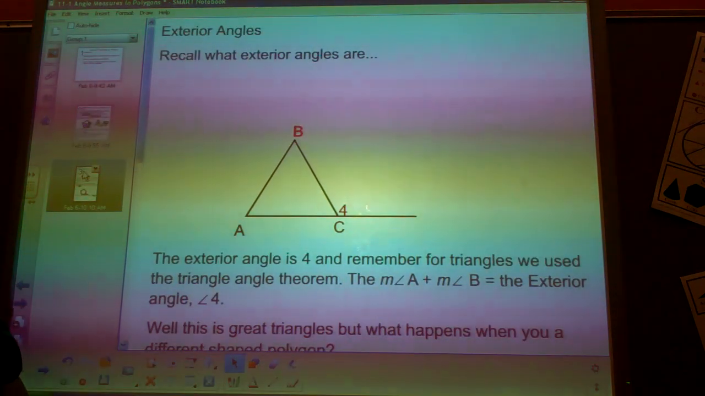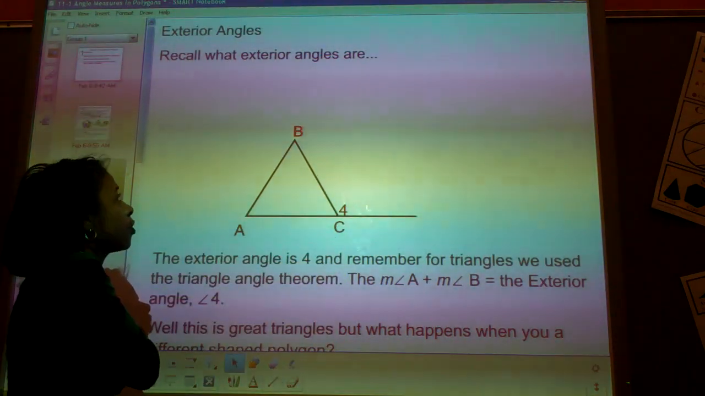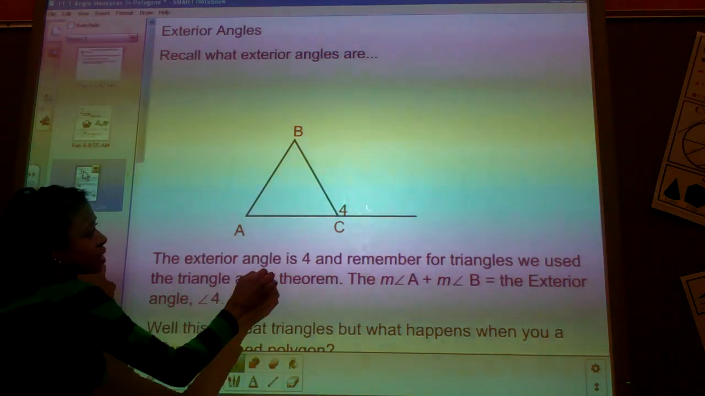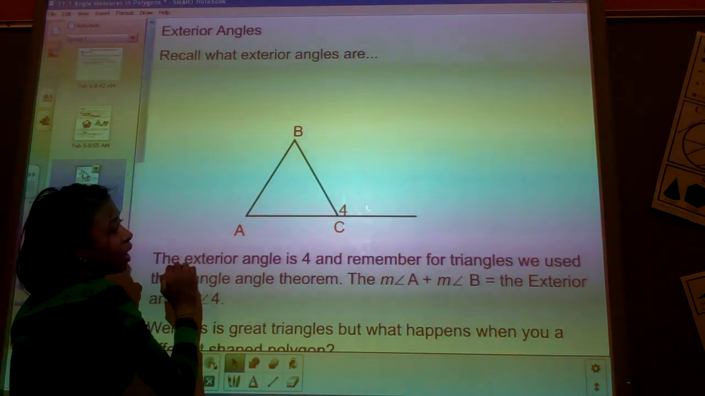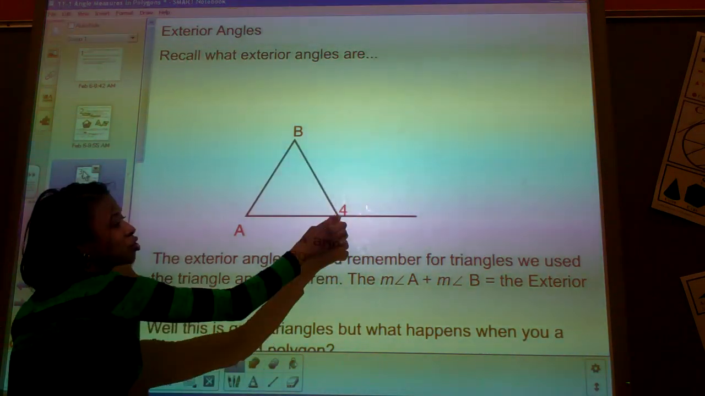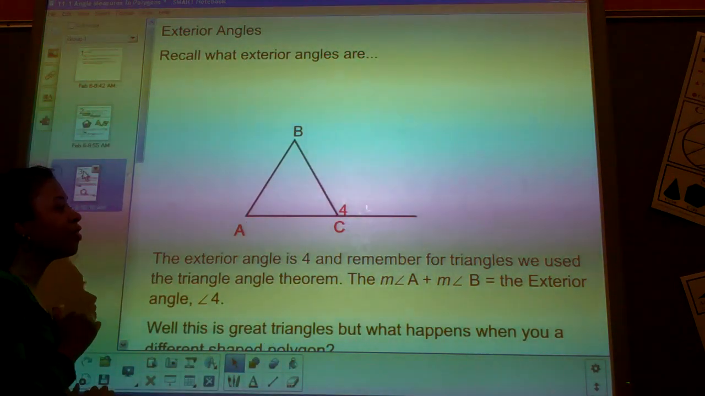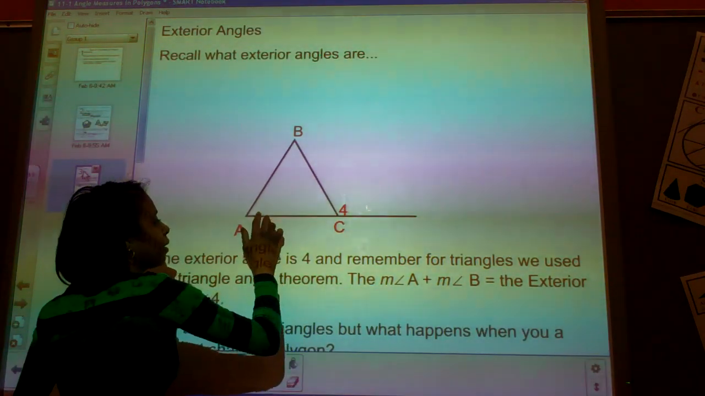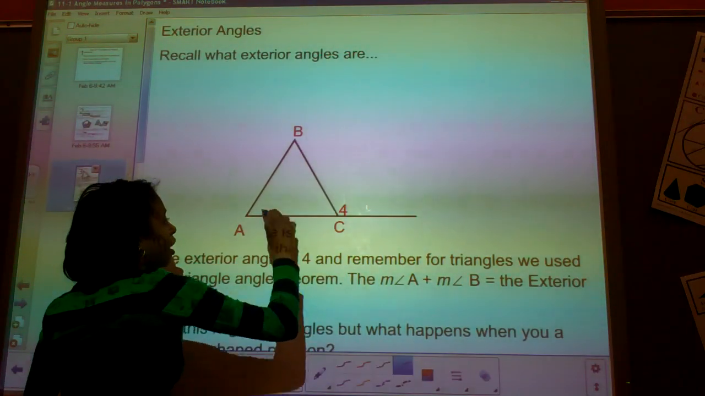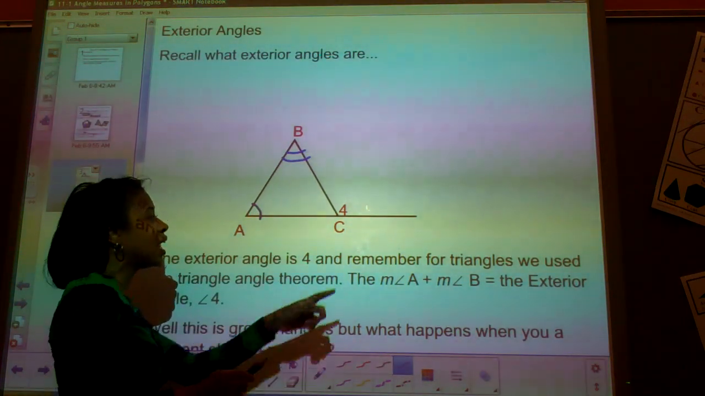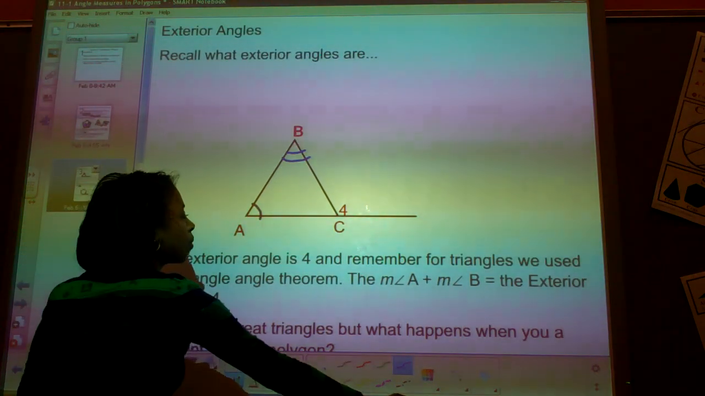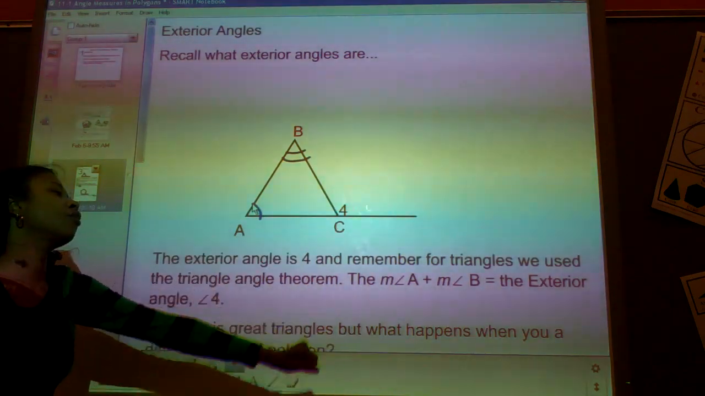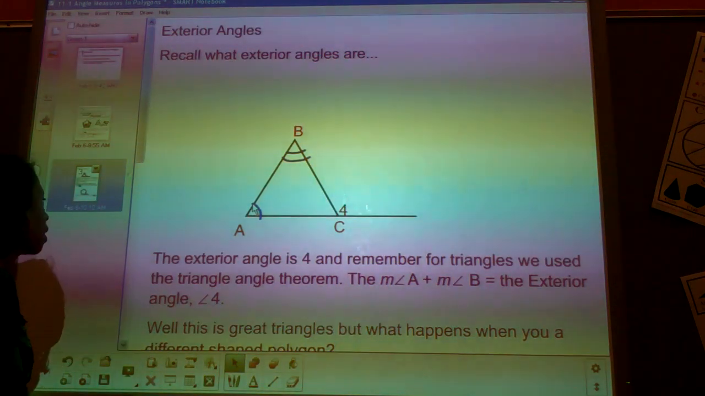Let's recall exterior angles and the exterior angle theorem. Let's recall that the exterior angle theorem says that, first of all, we look at the exterior angle on this triangle ABC. The exterior angle is angle 4. The rule for the exterior angle theorem says that the measure of angle A plus the measure of angle B equals the measure of angle 4, the exterior angle. So again, angle A plus B is equal to angle 4, which is the exterior angle.